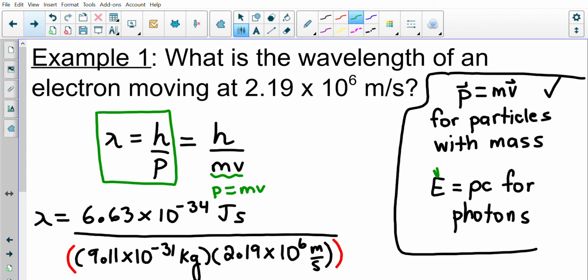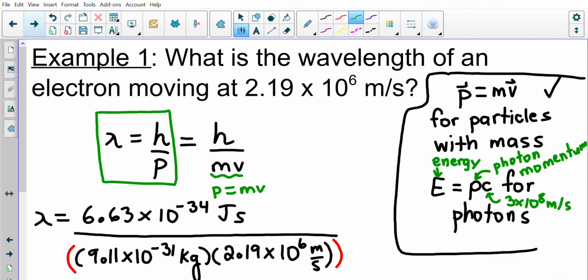So E of a photon stands for the photon energy. p is still momentum, but it's photon momentum. So remember, because photons are particles, they can actually have momentum, and c is the speed of light, so it's 3 times 10 to the 8 meters per second. Anyway, you don't need to worry about this E equals pc formula for this lesson. I'm just pointing it out because you should not be using it. So here you should be using p equals mv.